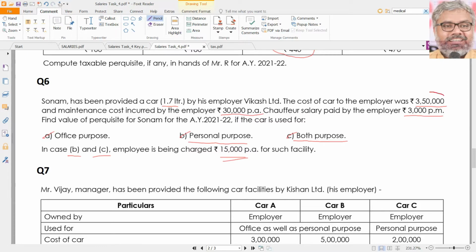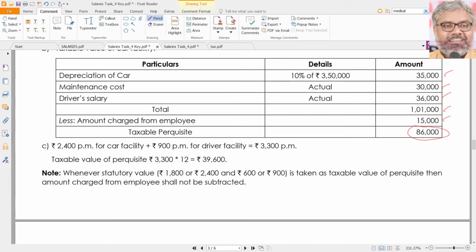But for the car itself, like any other movable asset, 10% of the cost of the car will be considered as value of perquisite. So 35,000 plus 30,000 plus 36,000 is the total. But since 15,000 is taken by the employer from the employee, that will be deducted. So actual perquisite value is 86,000 only in the second case.